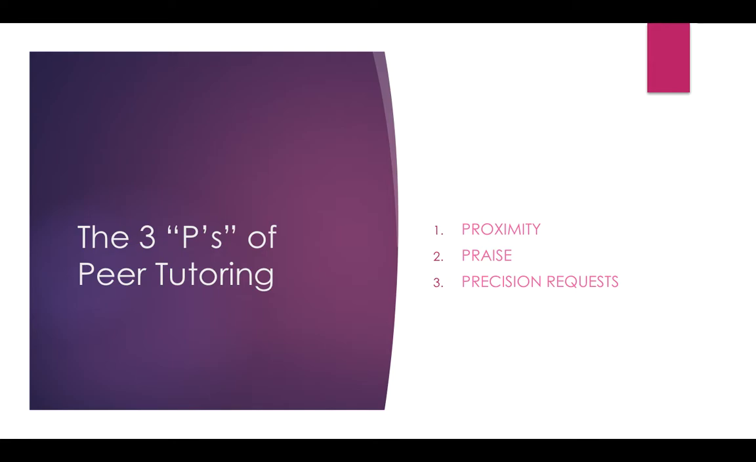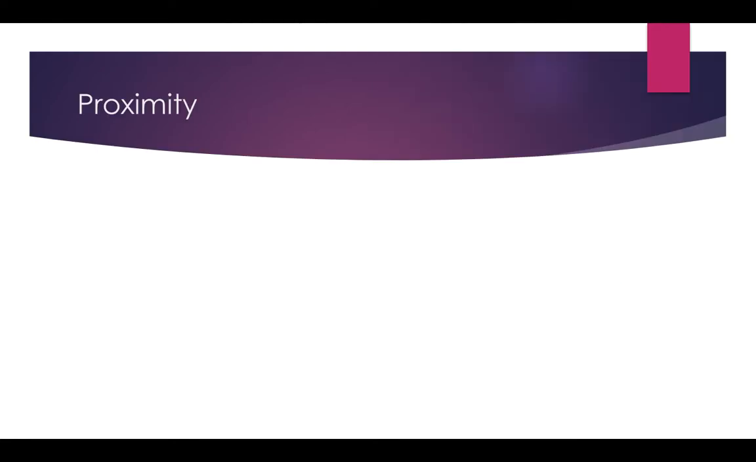So the 3 P's of peer tutoring are proximity, praise, and precision requests. And we're going to go into each of these in depth. So our first P is proximity. If you are the child of a teacher, you've probably heard this word before, and as I explain it, you'll realize that you've actually had this done on you. So what is proximity? It's just how close you are to something.